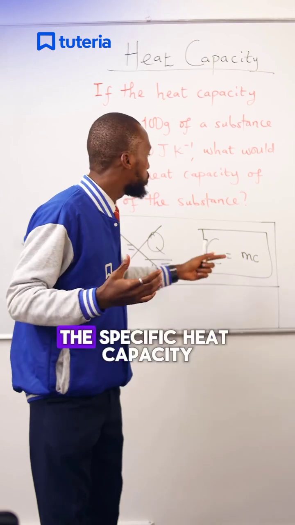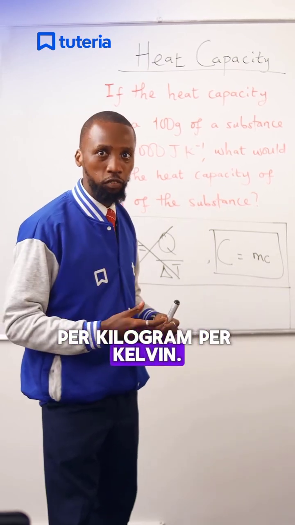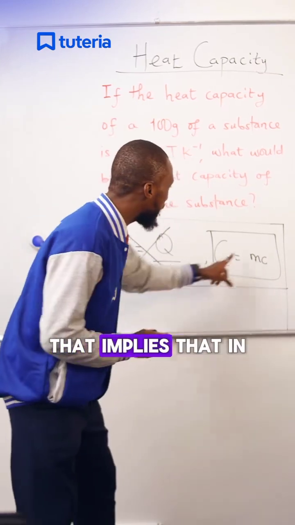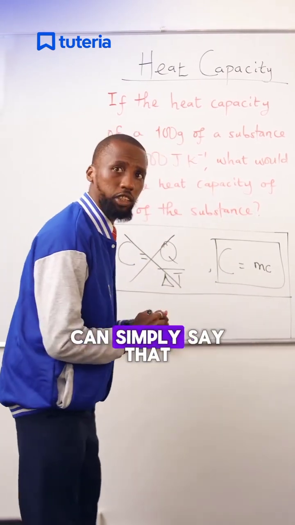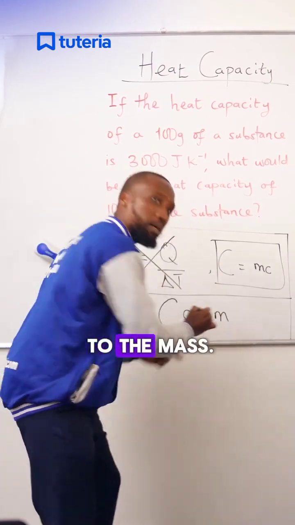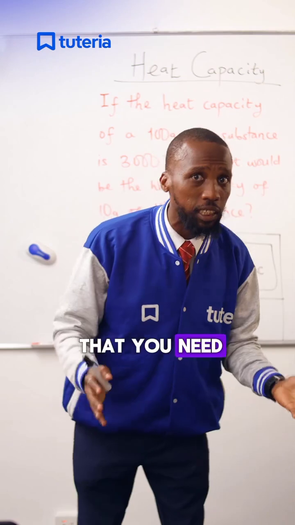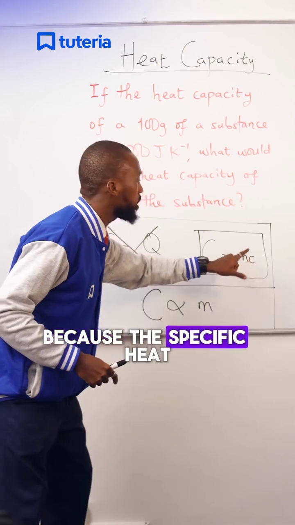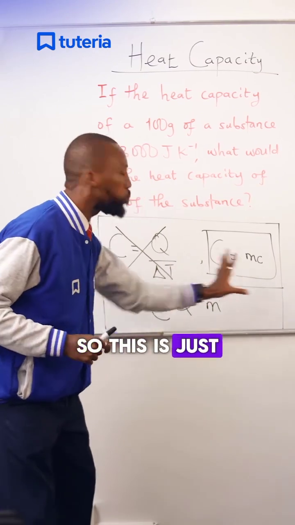For instance, the specific heat capacity of 2 grams of water is 4186 joules per kilogram per Kelvin. The specific heat capacity of 100 grams of water is still the same value. That implies that in this formula, this small c is a constant. That means we can simply say that our heat capacity C is directly proportional to the mass. There are some problems in physics where it is just your knowledge of variation that you need. Heat capacity C is directly proportional to the mass because the specific heat capacity is a constant. It does not change with the amount of matter we are considering. So this is just pure variation.